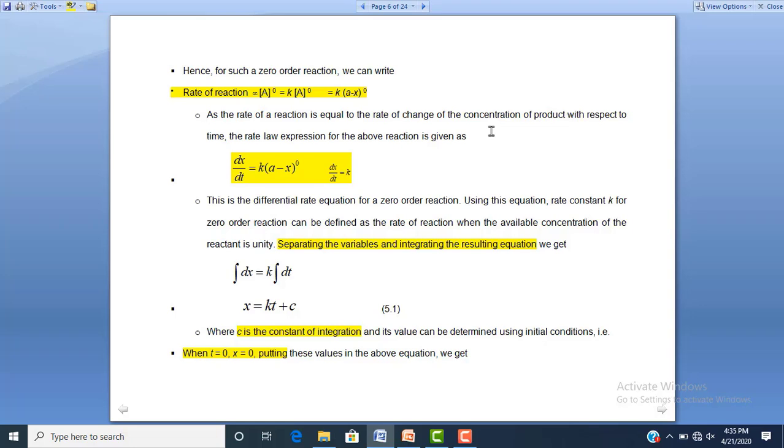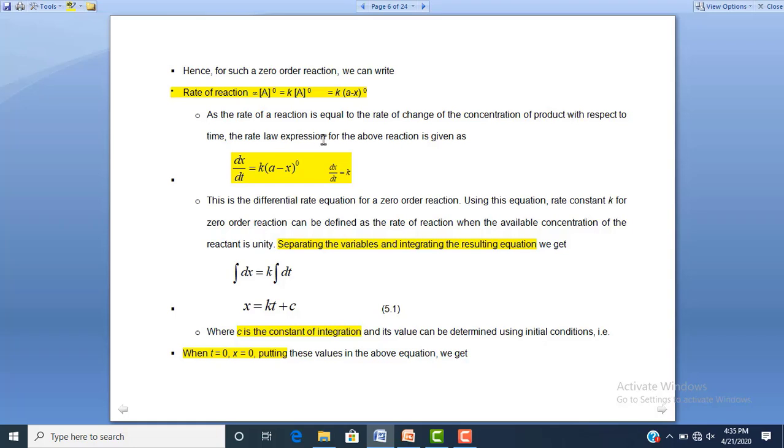For such a zero order reaction, when we write the rate of reaction, it will be directly proportional to the molar concentration of A raised to power 0. Dear students, according to the mathematics rule, you know the value whose power is 0 is equal to unity. So here we take the molar concentration of A at time t, it will be equal to K into (A minus X) raised to power 0.